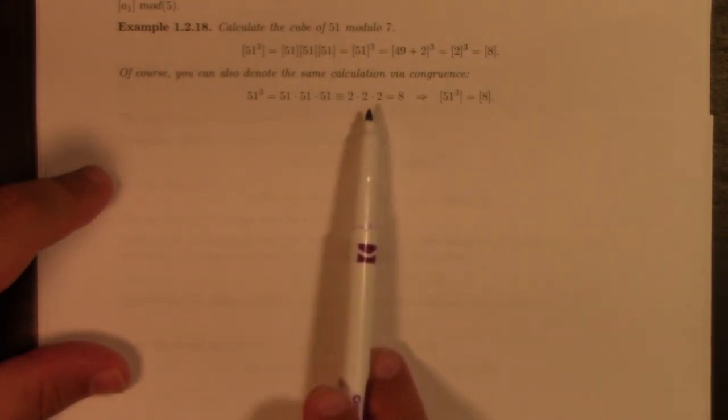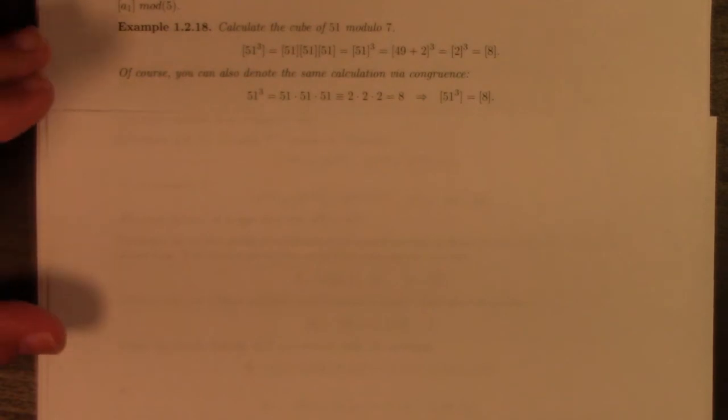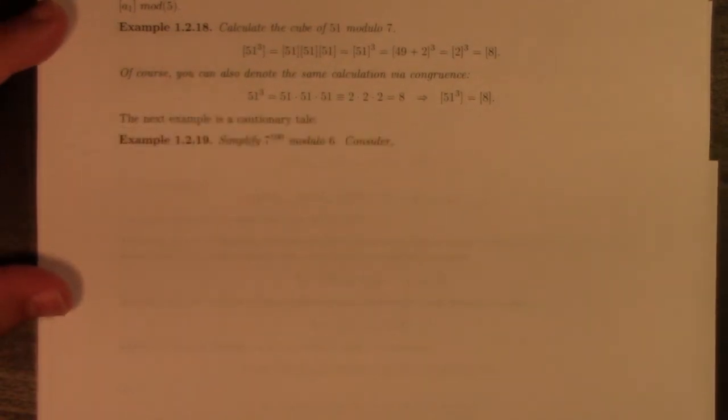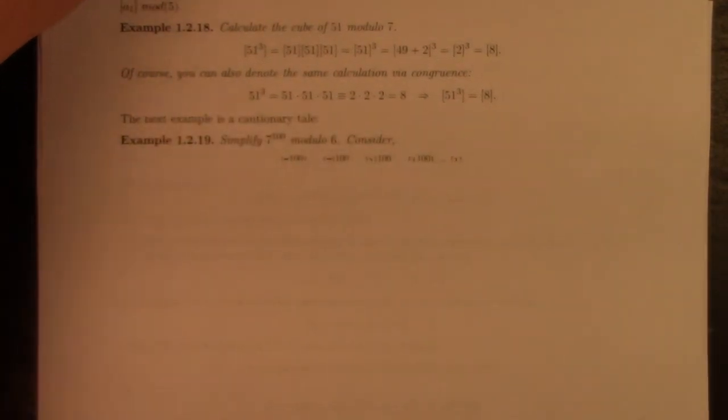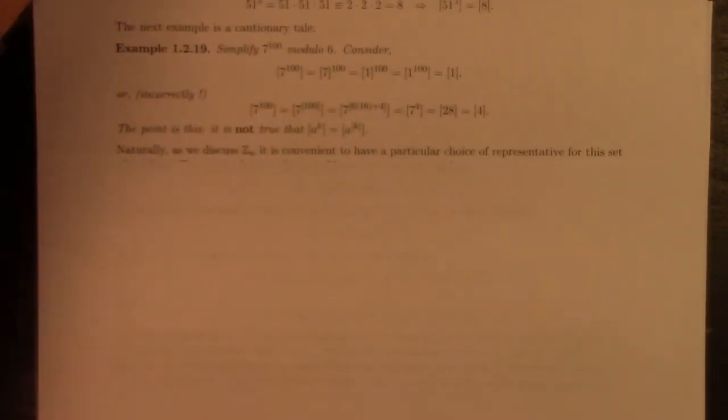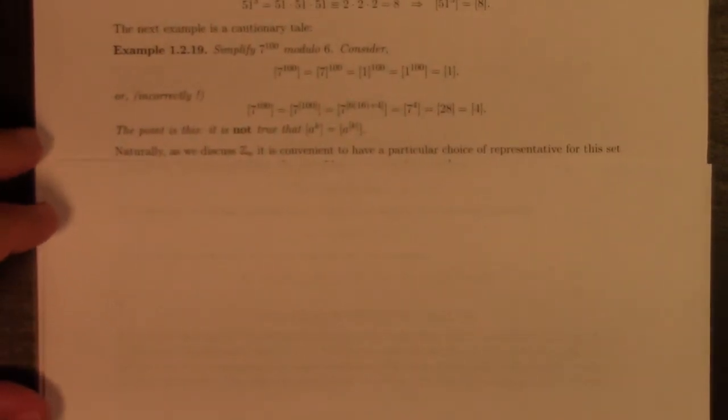And then here's the same calculation, but with congruence notation. Like, well, which one do you want to use? Which one do you want us to use? I understand both. I mean, I don't know. Depends on the question.